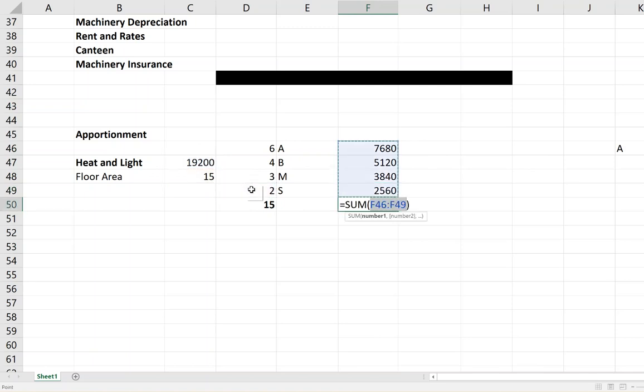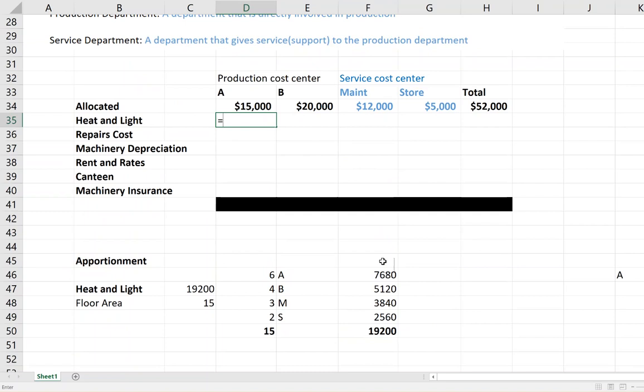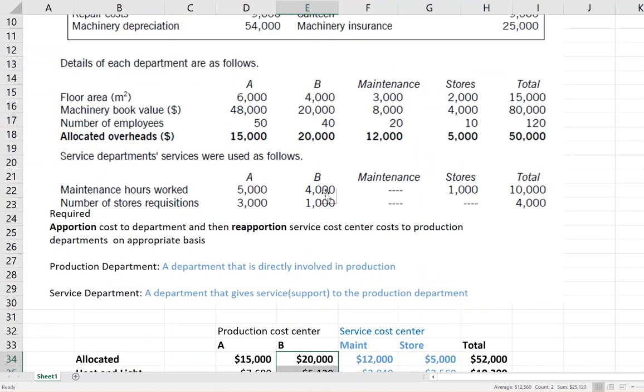I will double check it to make sure I have divided it accurately. Now I will take the cost and link it to each of these departments. This is called apportionment. So basically, we made portions of the total cost and we divided them on each department. So we will do this for all 6 of these.